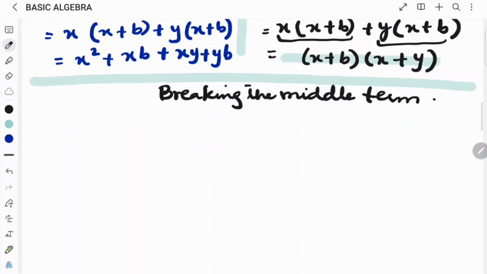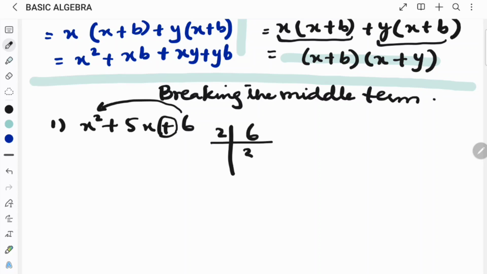For example, if you have a question on breaking the middle term, first question in this, x square plus 5x plus 6. So you will multiply 6 times 1 is 6. Positive product, look at the sum in the middle. Negative product means multiply, you will see the difference in the middle. So you will have 3 and 2. 2 times 3 is 6, and 2 plus 3 is 5. So they are the factors. So you just write down in place of 5x, you write down 3x plus 2x and plus 6.